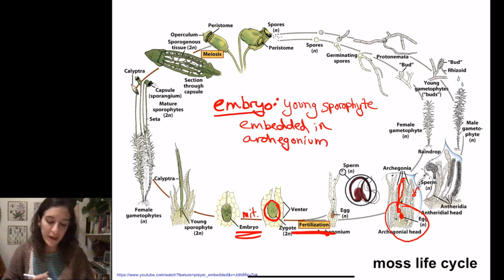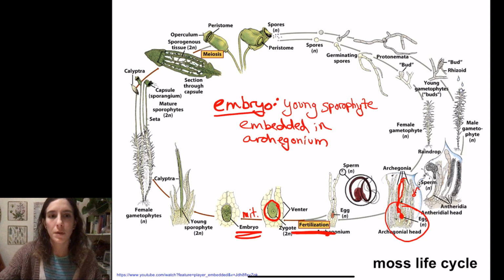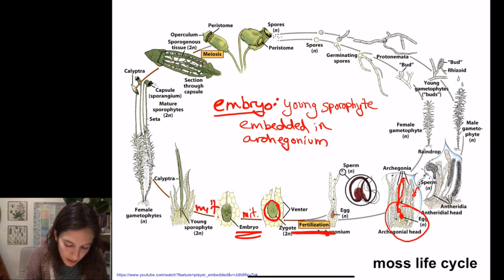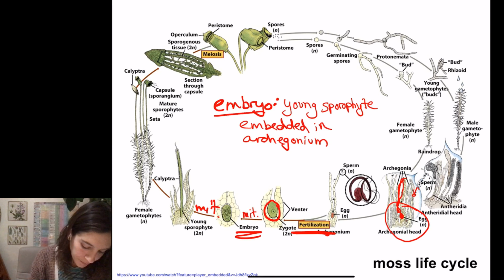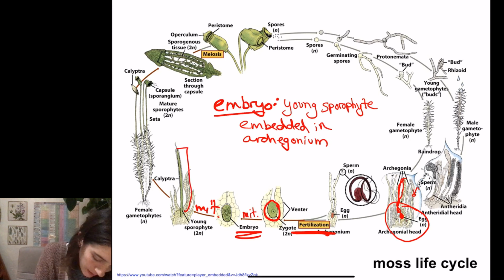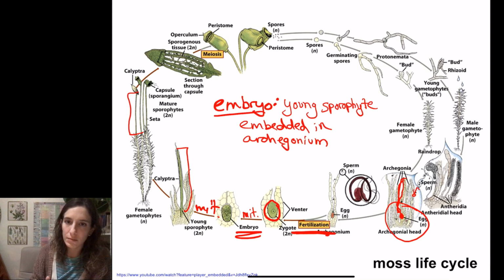Embryo. Young sporophyte that is embedded in the archegonium. All right. And so from there, we've got more mitosis going on from the embryo, and then it's a full-on adolescent sporophyte, and then it becomes a full-on mature sporophyte. But that mature sporophyte, that's right here, and then now it's right here, it is attached to the female gametophyte. Crazy.